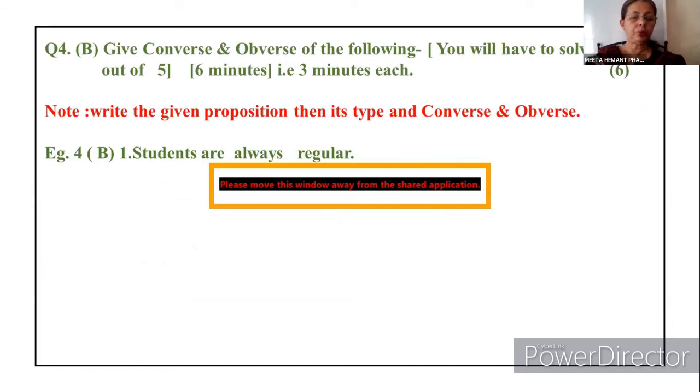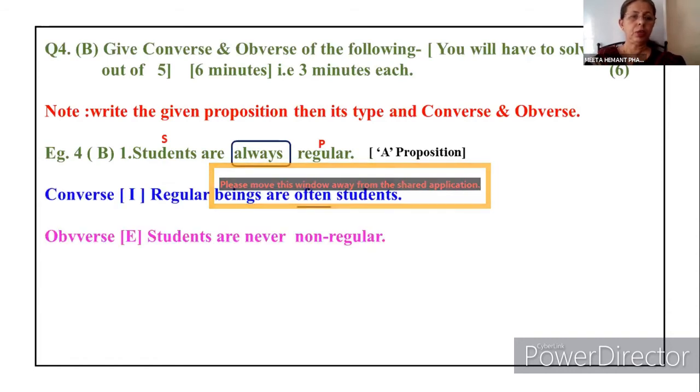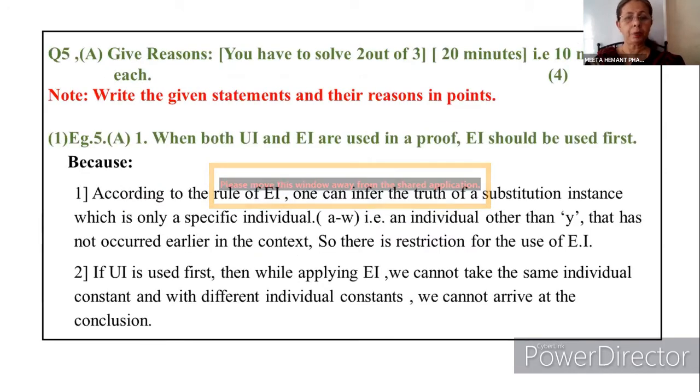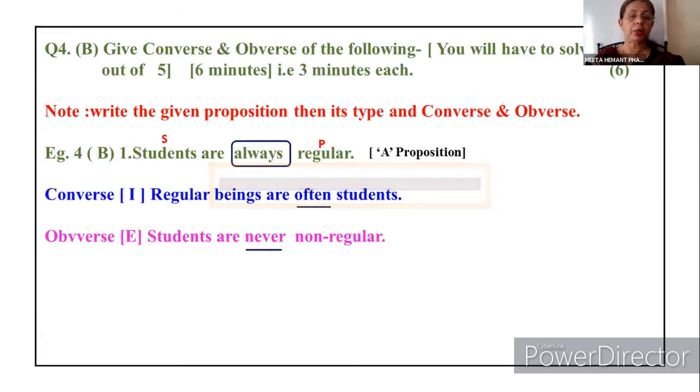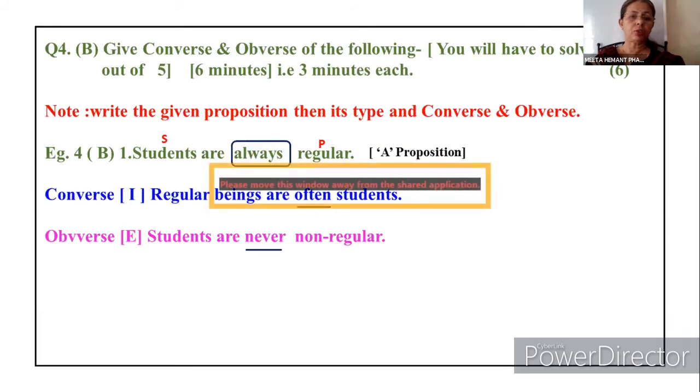Then what will you do? You will write the subject and the predicate, mark it. Then what will you do next? Write the converse. Converse of A is I proposition. So write that in the bracket, and you know the symbolic form of I. That also you will write: what you use instead of always, often you use, and the subject and predicate are interchanged in converse, so you will interchange them. All these minor things you have to remember and follow the rules of logic.